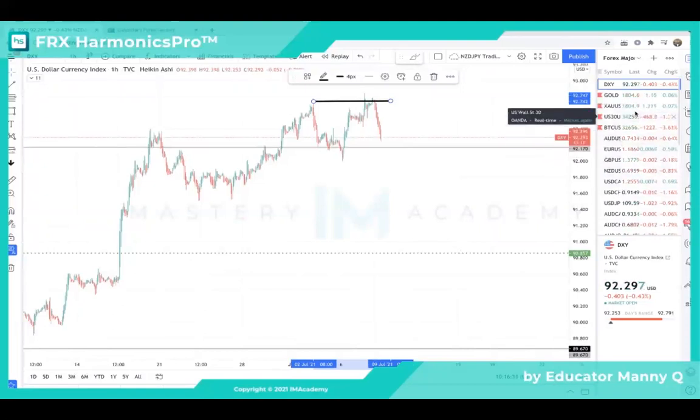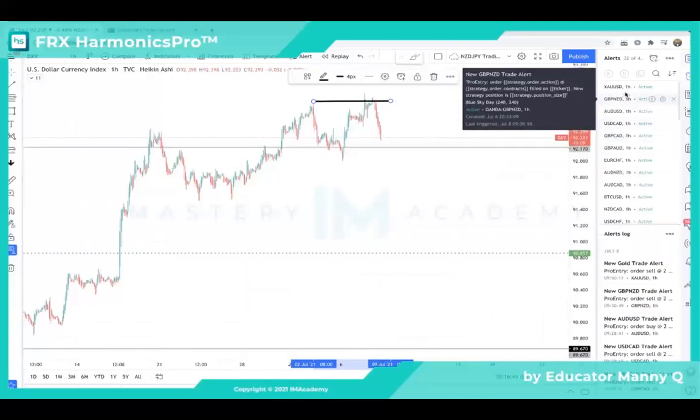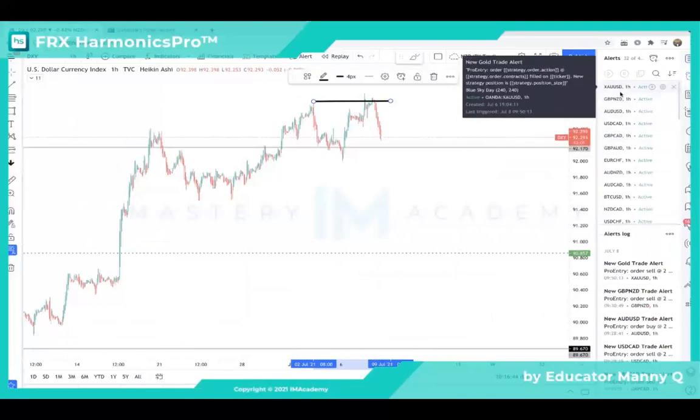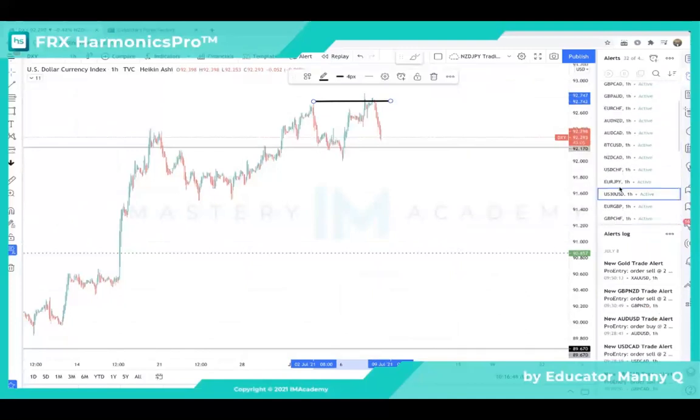Now, in the event that you're also setting up alerts, you can click right below here, and then it's also going to give you an alert panel, which you can customize, right? So these are each of my pro entry alerts, and this is telling me each of my trades that are currently active.